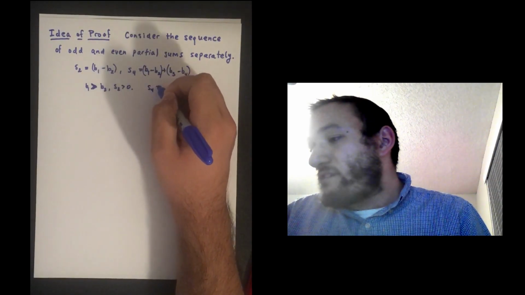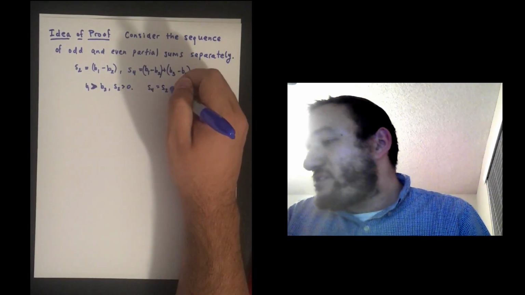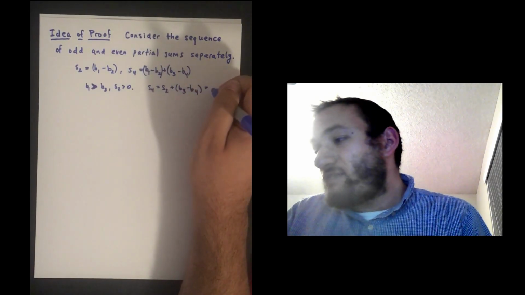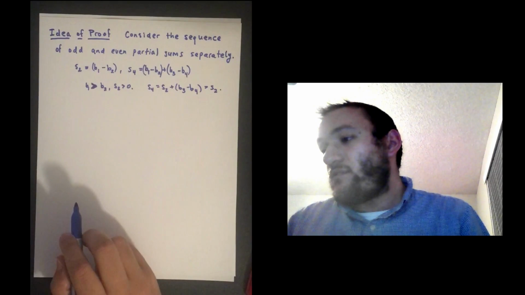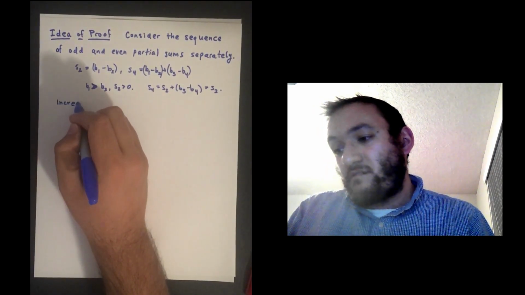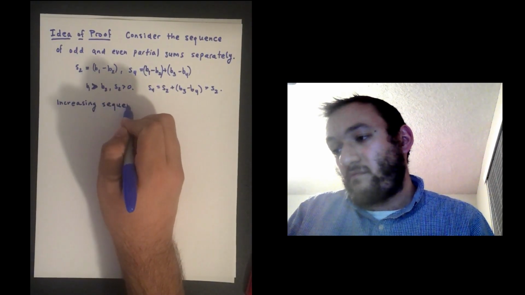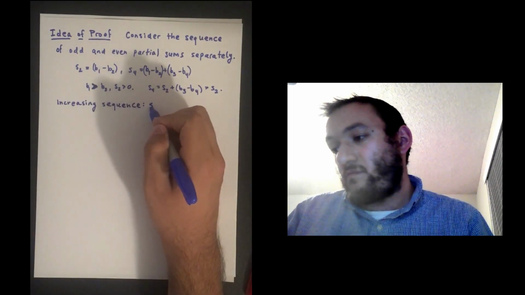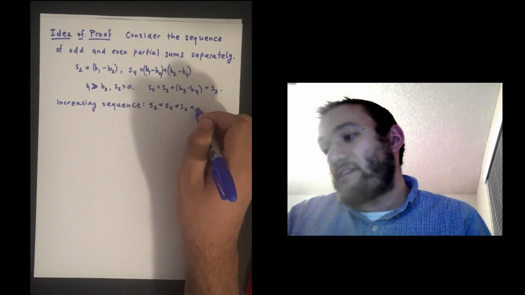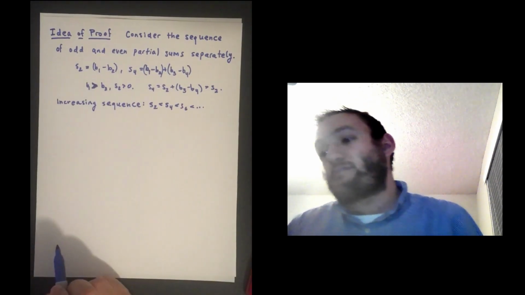Well, S_4 is equal to S_2, and then we're adding b_3 minus b_4, which is also positive. So this must be greater than S_2. So then that means that we have an increasing sequence. S_2 less than S_4, less than S_6, etc. Okay, so the even partial sums are an increasing sequence.